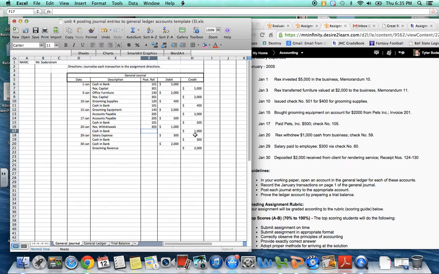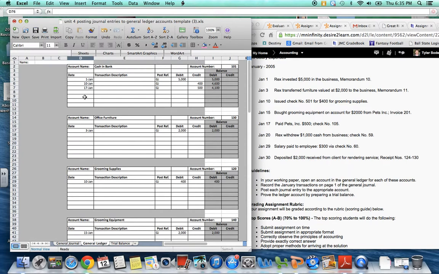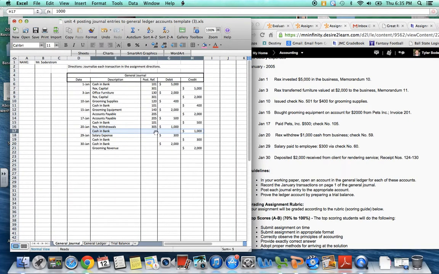Now I need to post this $1,000 credit to Cash and Bank. So up in Cash and Bank, my date, January 20th. And I'm posting $1,000 credit. I have a $4,100 debit balance. A debit and a credit means that I subtract, and my new balance is $3,100. Back in the general journal, I need to fill in my post reference.